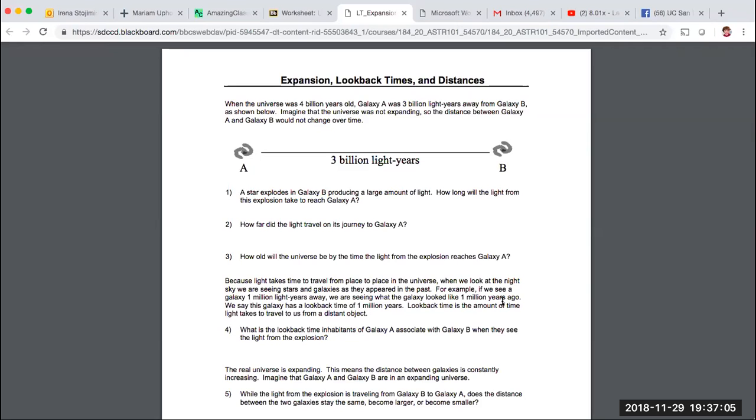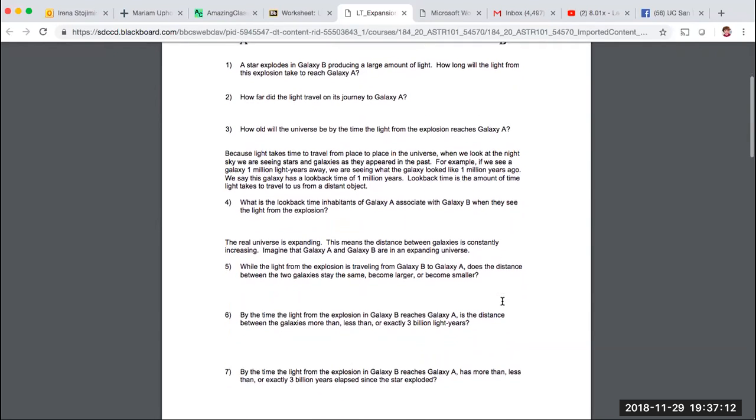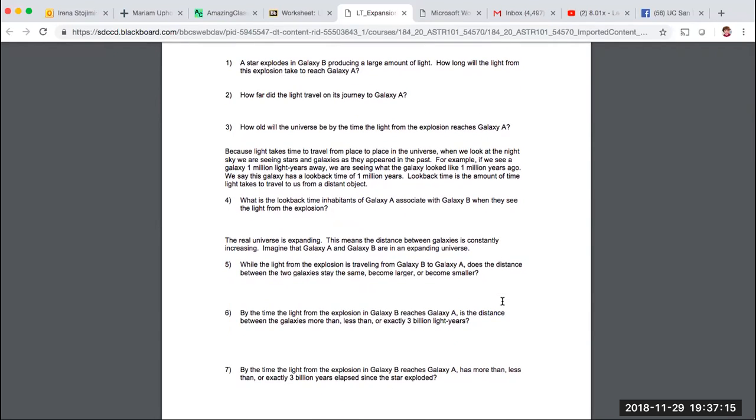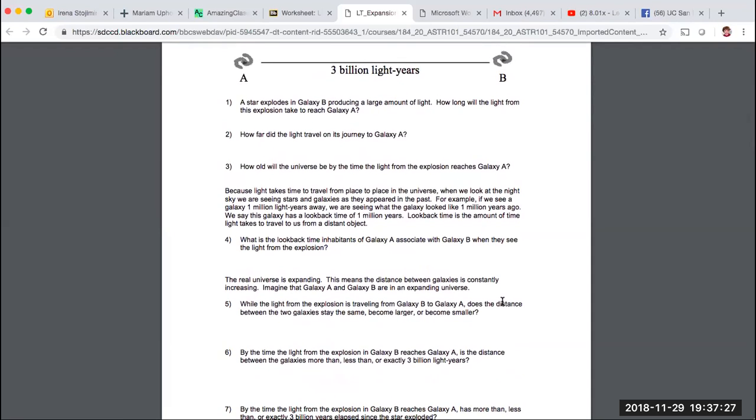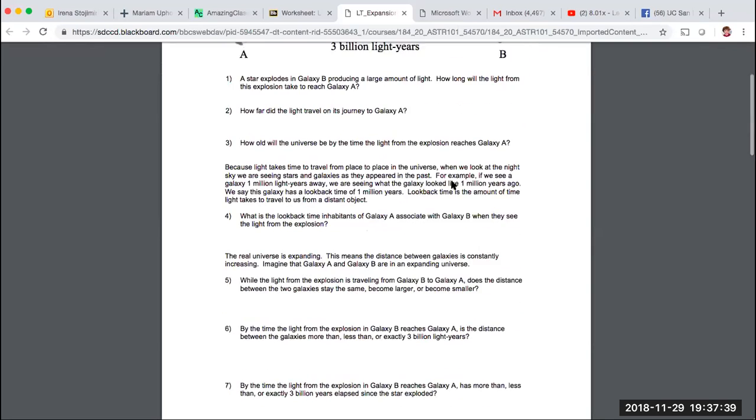Okay, great. Okay, now we switch to the real universe. While the light from the explosion is traveling from Galaxy B to Galaxy A, does the distance between two galaxies stay the same, become larger, become smaller? It becomes larger. Yes, very good. So you imagine like a photon leaving from Galaxy B. While that photon is moving through this space, the space is being stretched out by the expansion. So the distance increases. Very good.